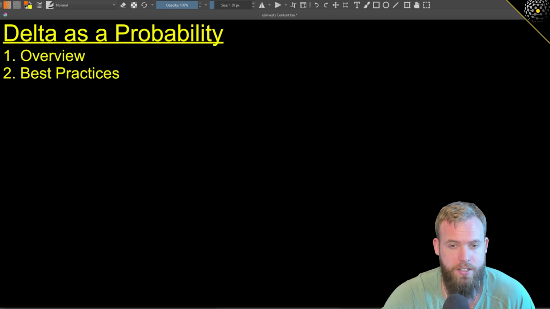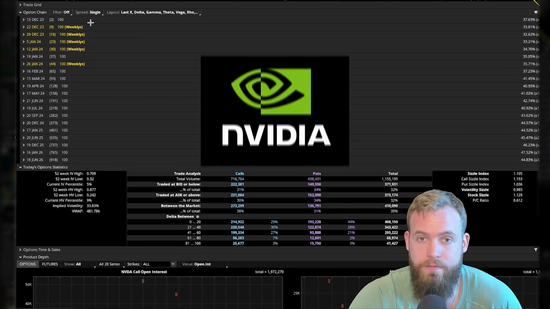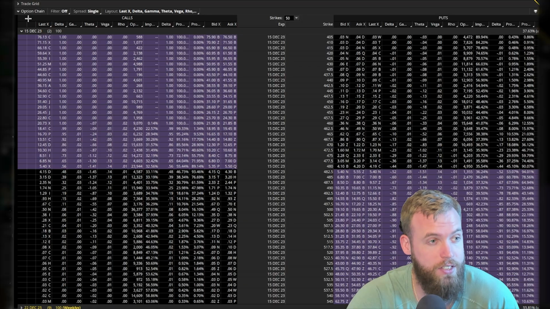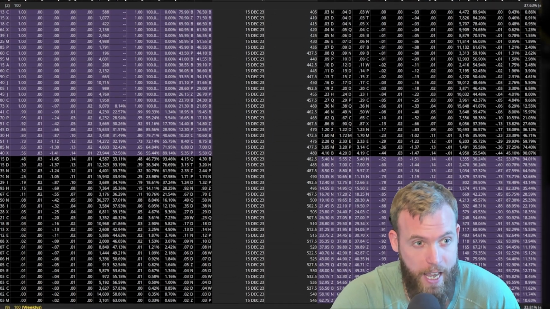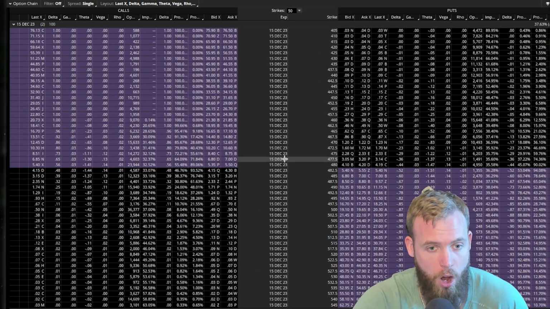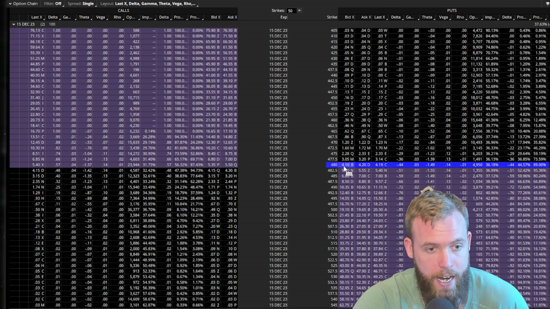So delta as a probability, we are going to start with a practical application for you guys. Let's take a look here at NVIDIA, and we're going to look at this 15 December 2 DTE options chain. My editor will be kind enough to help you follow along with what I'm talking about. Right here, we can see the delta for this 480 put. The delta here is 44.